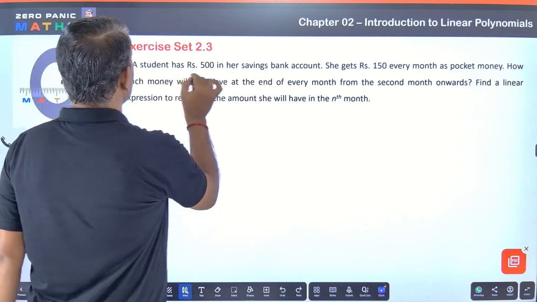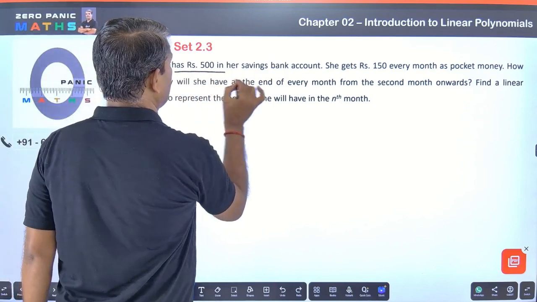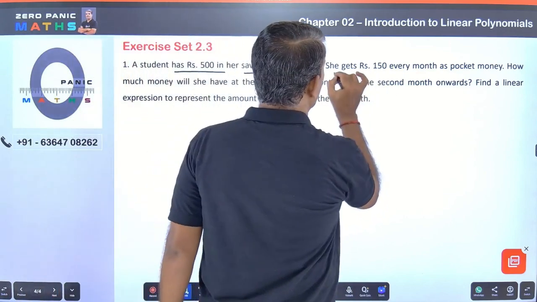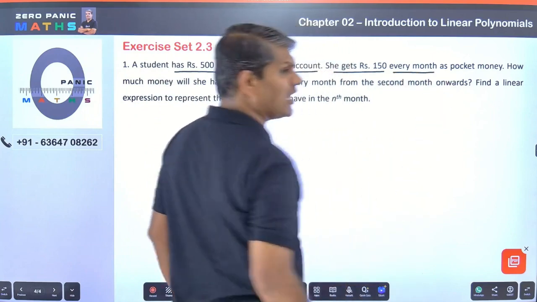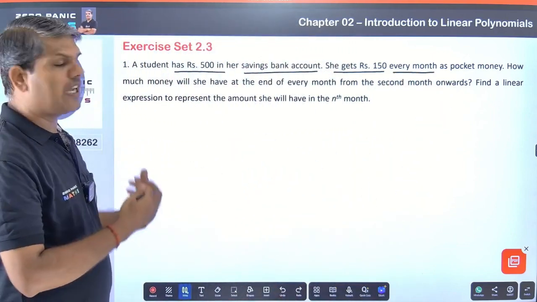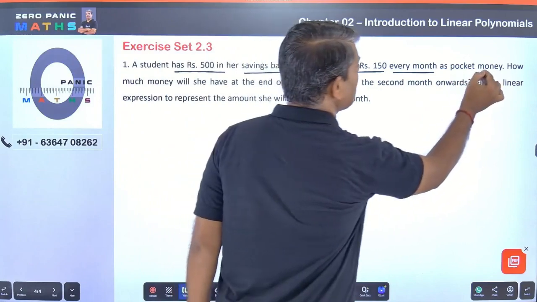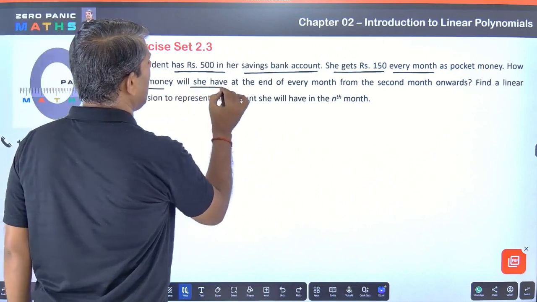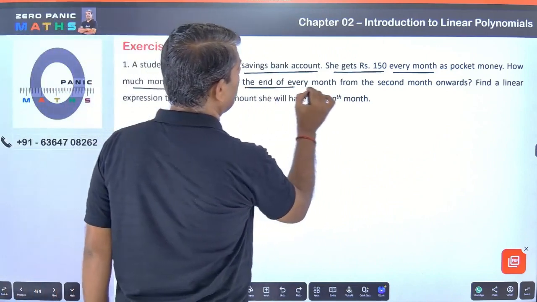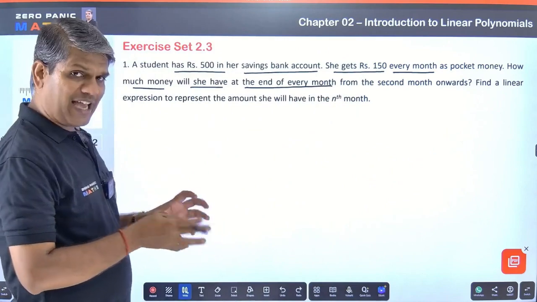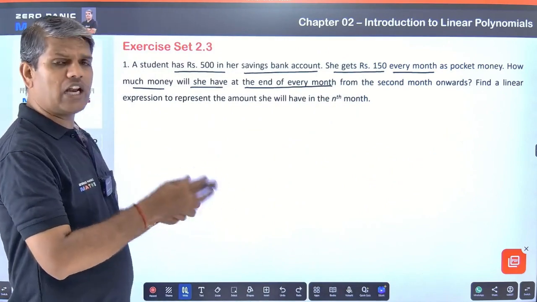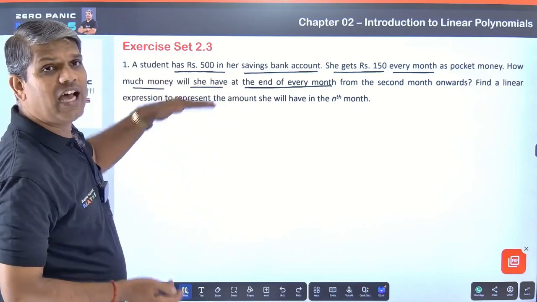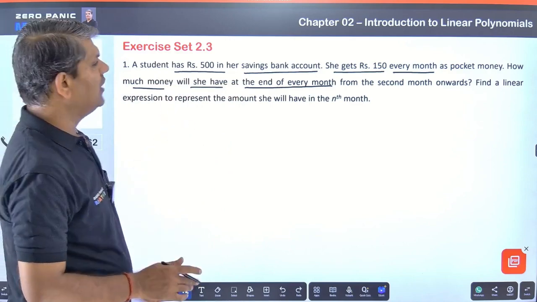Okay, so a student has rupees 500 in her savings bank account. She gets 150 every month, another additional 150 as pocket money. Now how much money will she have at the end of every month? We need to derive an algebraic equation or a linear polynomial representing the linear pattern in this problem.